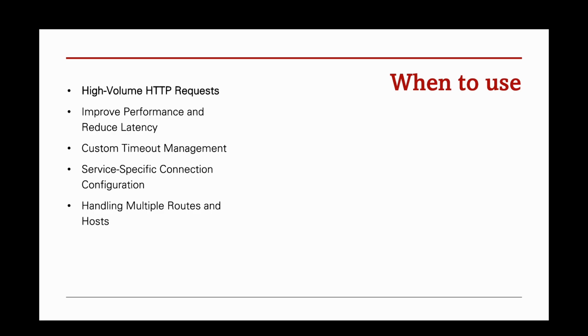Handling multiple routes and hosts. For apps that interact with multiple services, pooling makes managing each service's unique connection settings easier. Scaling microservices. In microservices, efficient connection pooling ensures that inter-service communication remains smooth without unnecessary delays. Preventing resource exhaustion. By limiting active connections, pooling avoids resource exhaustion, like running out of sockets or crashing due to too many open connections. Connection pooling is a game changer when you need to optimize performance, handle multiple requests, or scale your application efficiently. It's especially useful for high-traffic apps, microservices, or any app needing custom connection management.